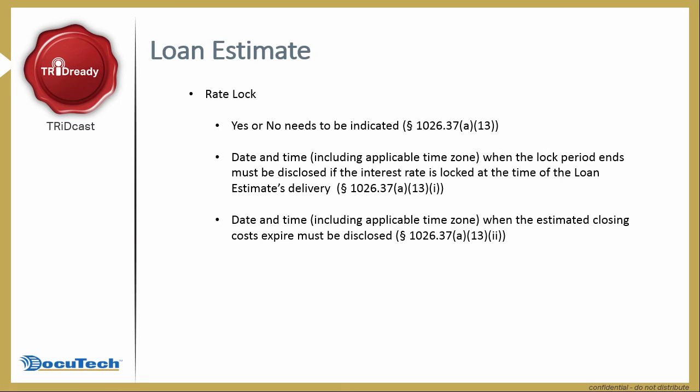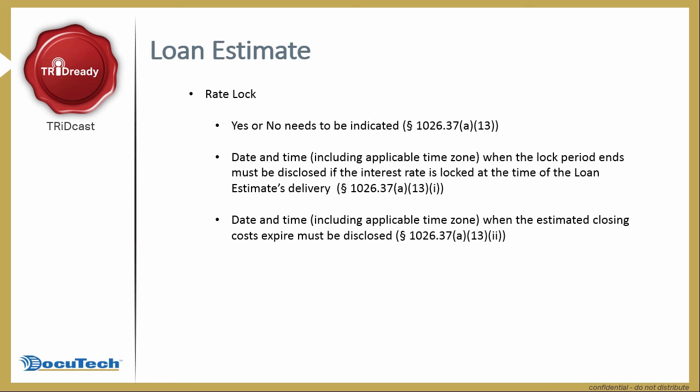The rate lock section is simple enough. There is a checkbox for either yes or no, and if no is selected, then you don't need to go any further. If yes is selected, then the date and time, including the applicable time zone, when the lock period ends, must be disclosed if the interest rate is locked at the time of the loan estimate's delivery. And the date and time, including the applicable time zone again, needs to be disclosed when the estimated closing costs expire.